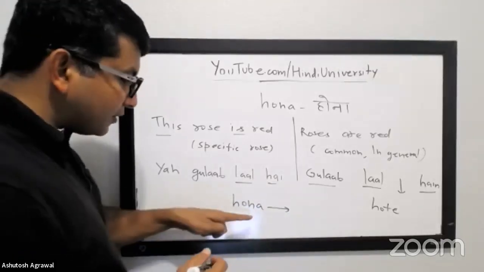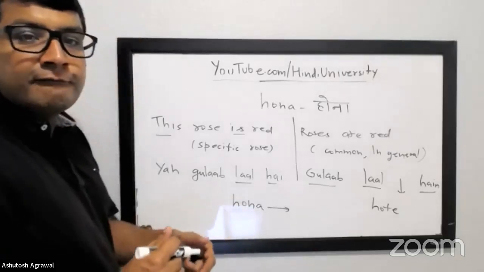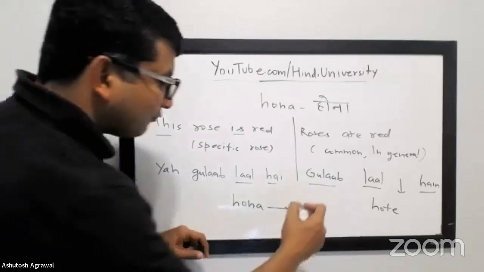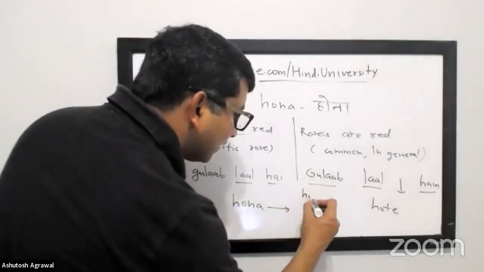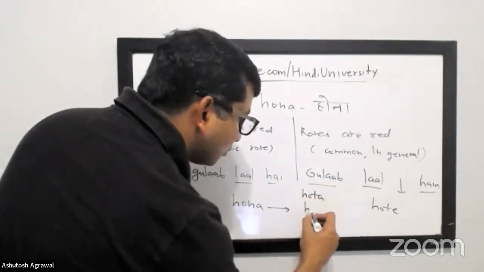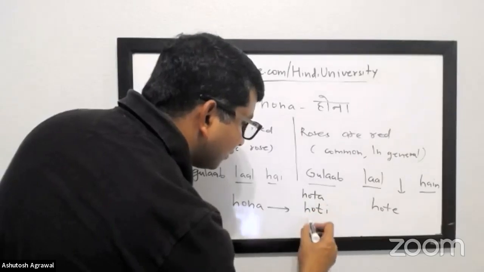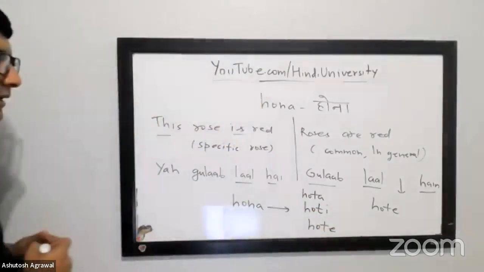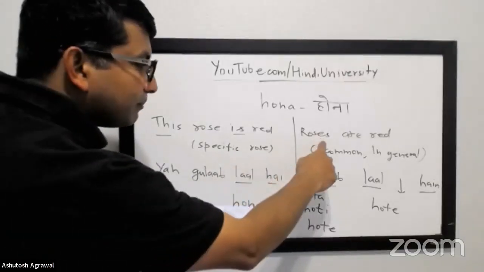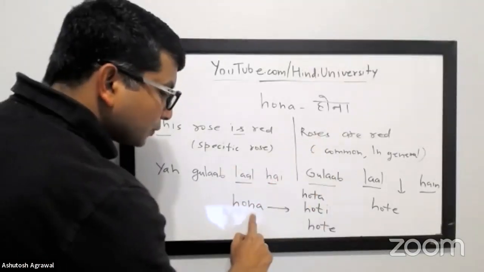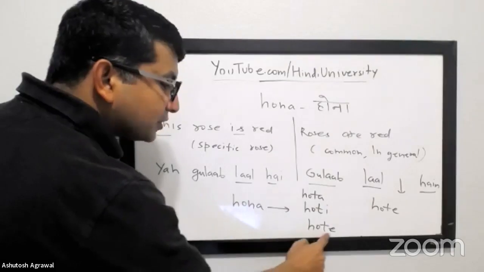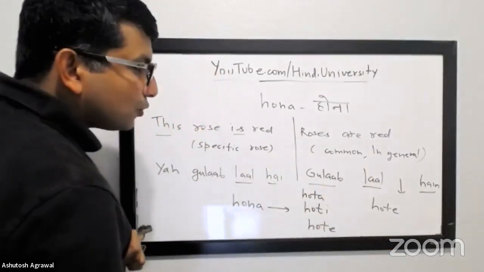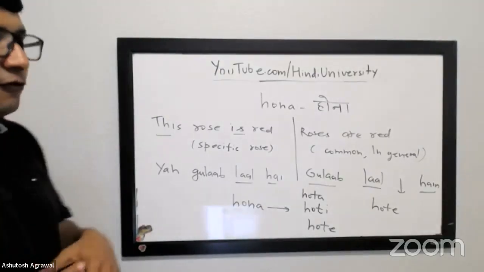Okay? Just like you use khana with the different cases, you say khata, khati, and khate. The forms for hona would be hota, hoti, and hote. Now we're talking about roses, masculine plural. For this one, the masculine plural form is hote and the ending is hai. So that's your first use case.